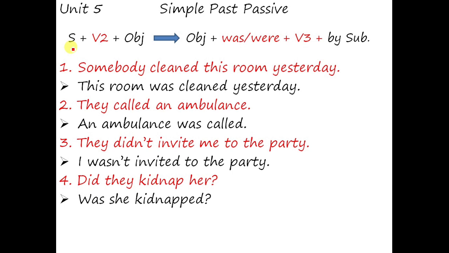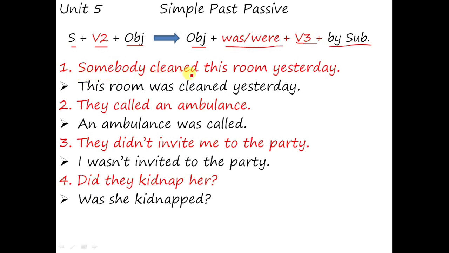First let's see the structure of simple past active: subject, V2 and object, and we are changing this into passive. First we put the object, and then we use the appropriate form of the to be verb. Here is V2 past, therefore we are using was or were, and then we change the verb V2 into V3, and by plus subject if necessary. Once again, active: subject V2 object; passive: object was/were plus V3. So let's see some examples.